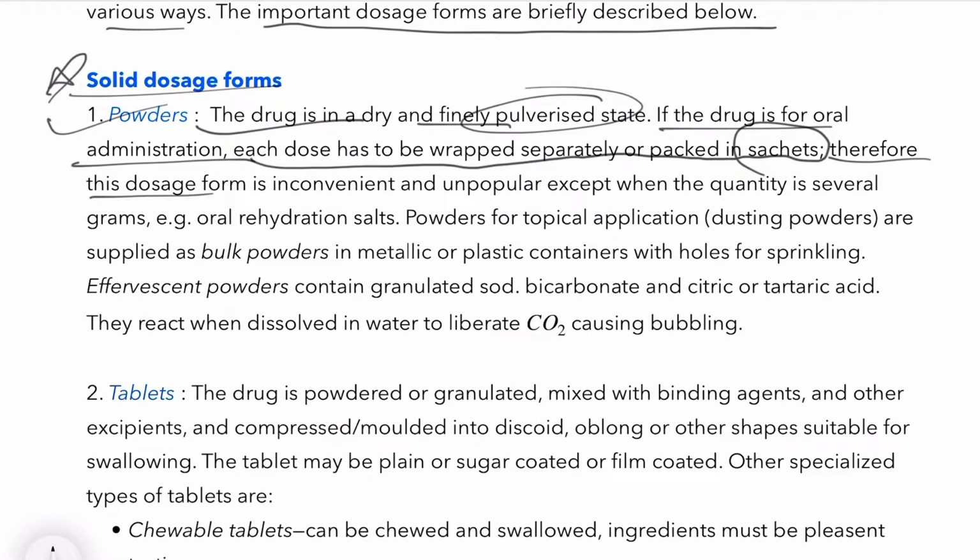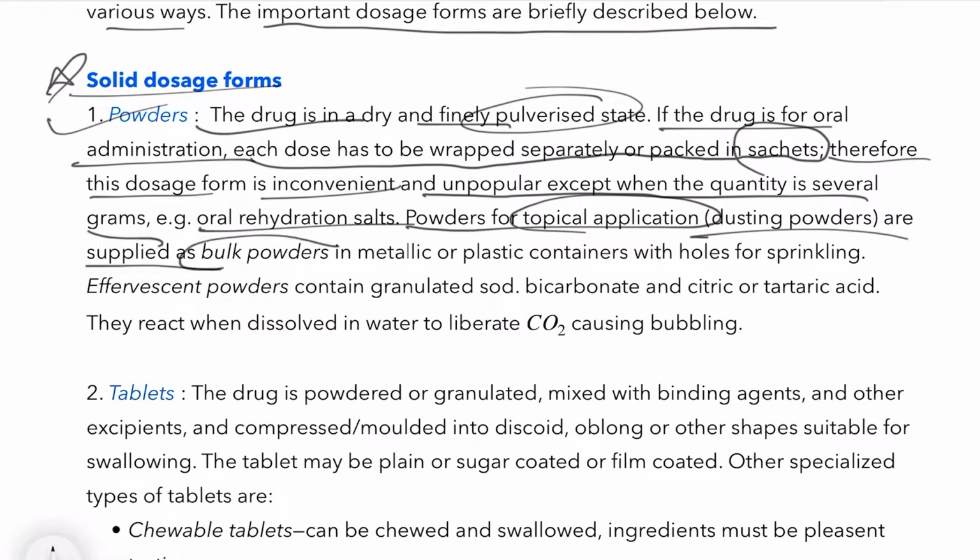Therefore, this dosage form is inconvenient and unpopular except when the quantity is several grams, because a small quantity cannot be packed in sachets; you need a larger quantity. For example, oral rehydration salts, that is ORS. Then powders for topical application, that is dusting powder. What is topical application? It means any medication applied to the surface of the body, to the skin, or inside the mouth.